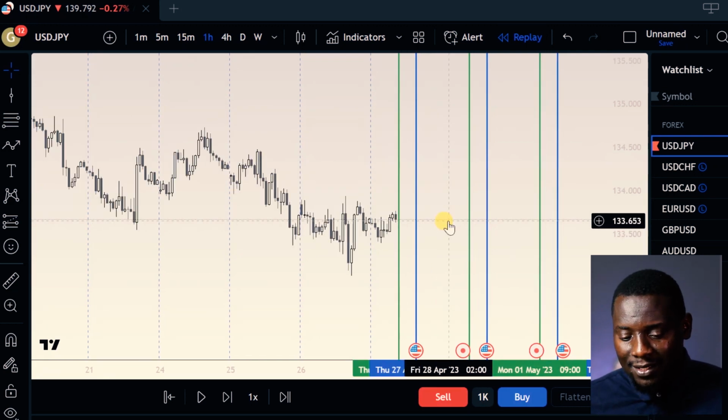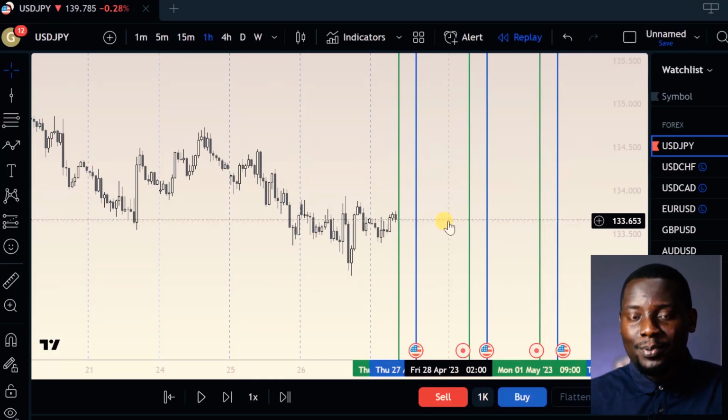So with this strategy, it works best on USD pairs, because with USD pairs, during my time of trading, I've realized that there are specific times in the day when liquidity or money is put into the market. I've monitored this for some time, and I've been able to notice that there are specific times when money is put in the market.